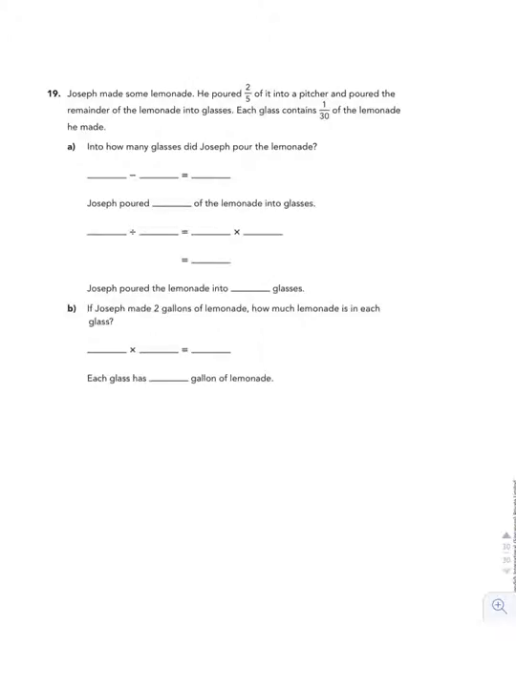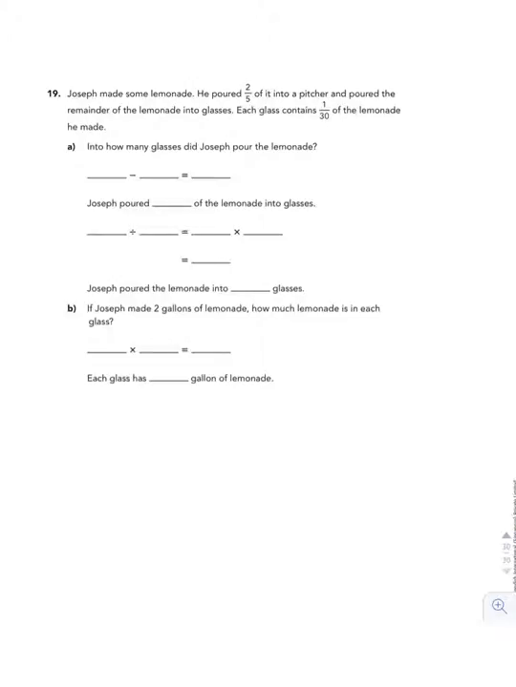So it says Joseph made some lemonade. He poured 2/5 of it into a pitcher and poured the remainder of the lemonade into glasses. Each glass contained 1/30 of the lemonade he made. So the first question, part A, is asking us: into how many glasses did Joseph pour the lemonade?